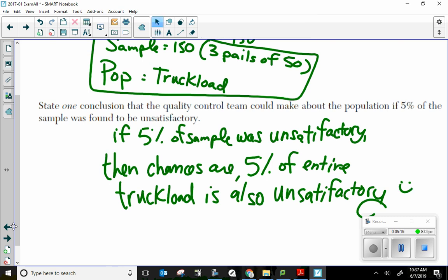Oh, it kills me to write that much. If 5% of the sample's bad, chances are 5% of the whole truckload, or the entire population, is bad. And you could have written that one of several different ways. This is just one of the conclusions that you can come up with, and I think this is the most common sense one because of what they give you.